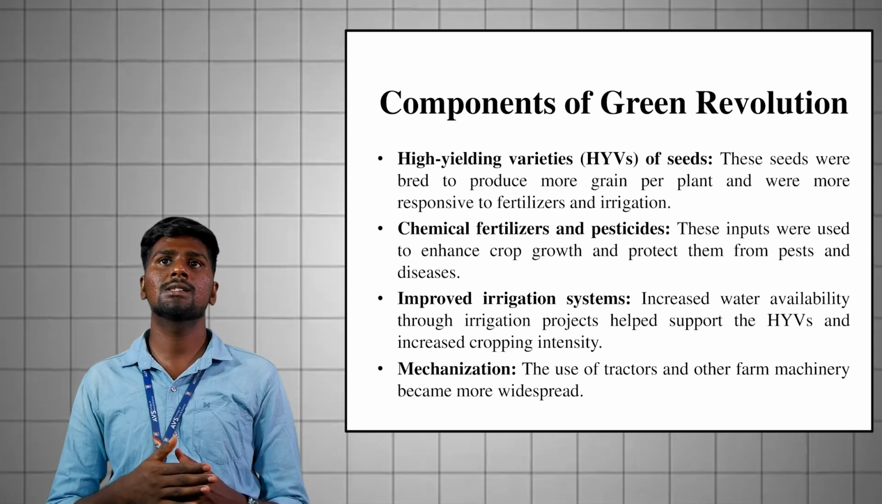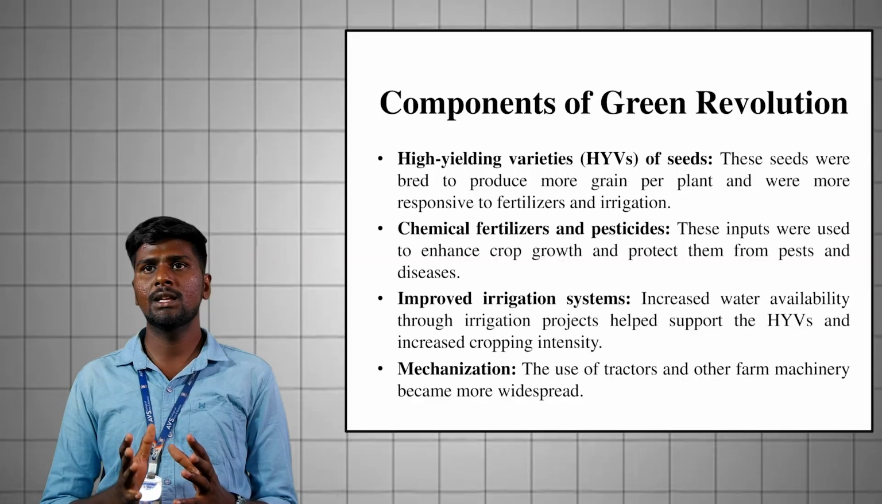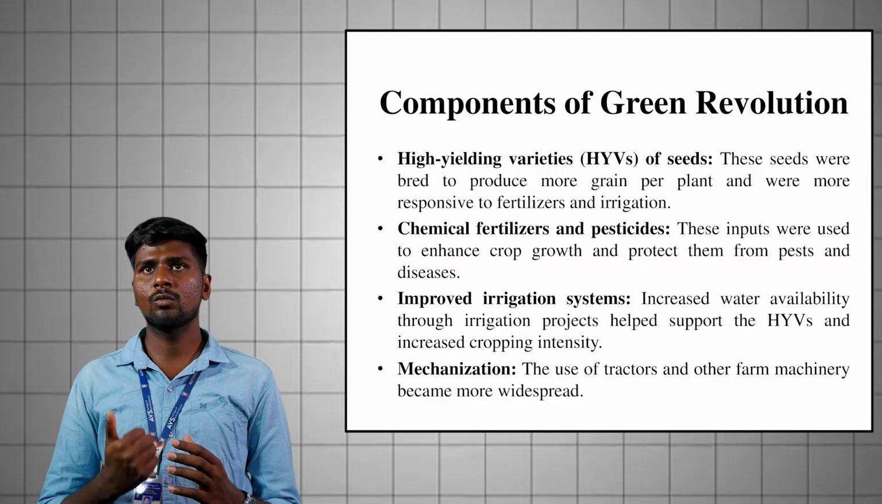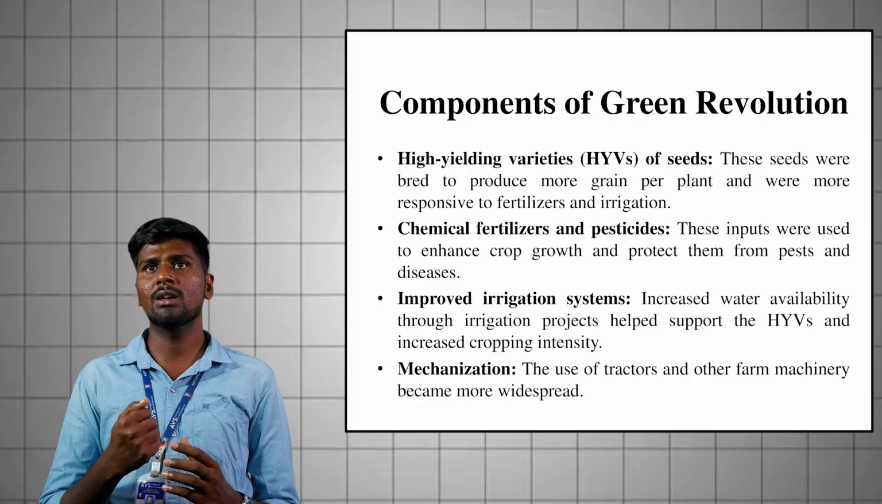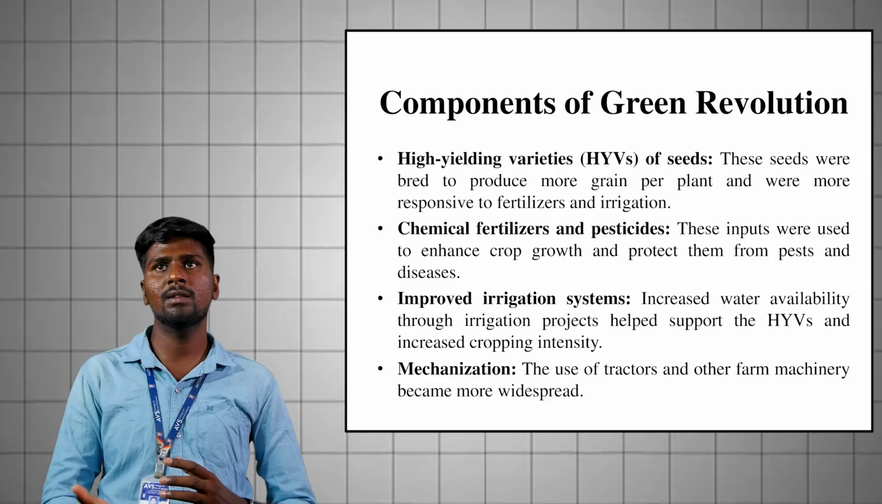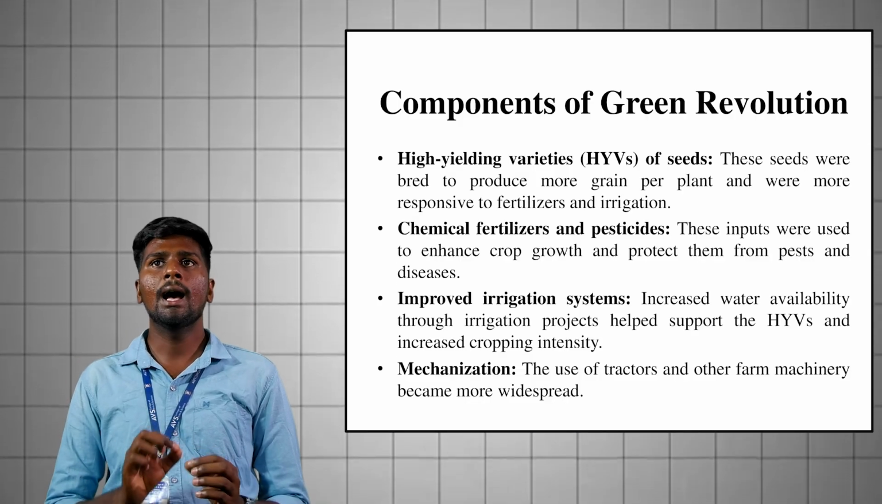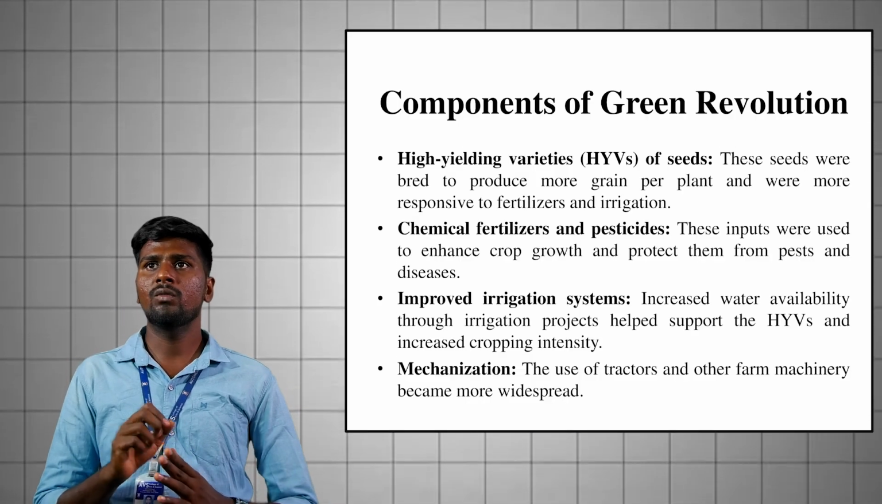Next, what are the main components of the green revolution? First, we know what the components are. Components are nothing but the techniques or the implements used to produce and implement the green revolution. First, we know high yielding varieties, HYV seeds.